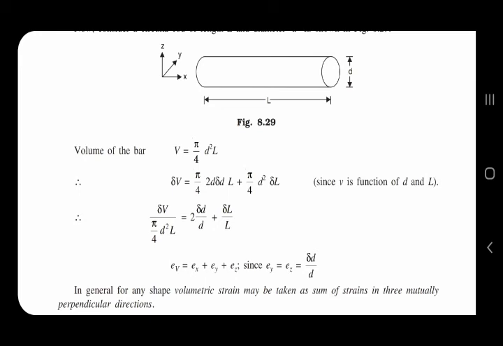which is nothing but the volumetric strain of a bar. In X, Y and Z directions, it can be given again by Ex plus Ey plus Ez, or epsilon X plus epsilon Y plus epsilon Z. Since epsilon Y is equal to epsilon Z, delta D by D is the same. In general, for any shape, volumetric strain may be taken as the sum of the strains in the three mutually perpendicular directions. Now, this is a very important concept that we have to understand when we go for calculating the strains in any element for an application.